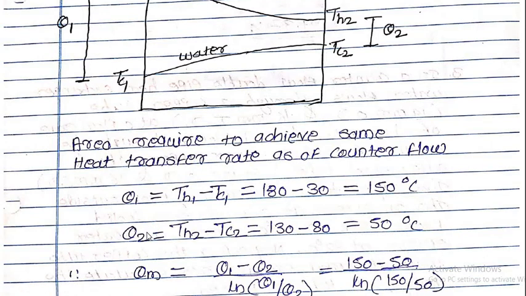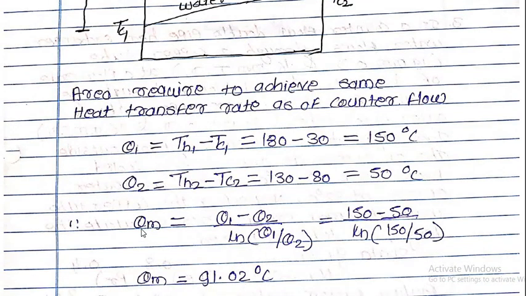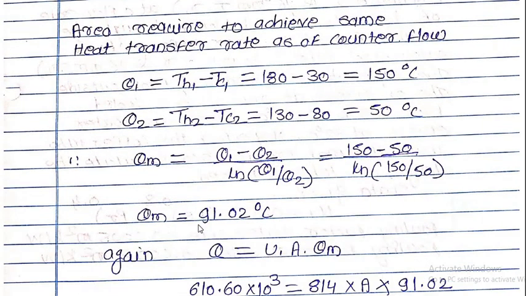Now we have to find out the logarithmic mean temperature difference for the parallel flow arrangement. So theta m is equal to (theta 1 minus theta 2) divided by ln of (theta 1 divided by theta 2). We have calculated theta 1 and theta 2, so put these values in this equation: 150 minus 50 divided by ln of 150 divided by 50. So theta m in case of a parallel flow heat exchanger we will get as 91.02 degrees Celsius.